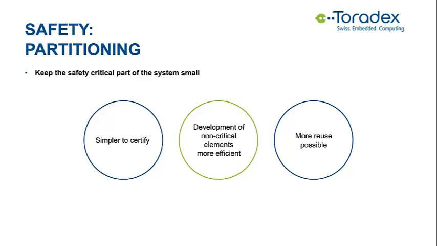A very common way to tackle this problem is partitioning the system to keep the safety critical parts from the non-critical parts apart. If you can do this, it's easier to certify the part which is not safety critical, it's easier to develop, and there is a higher chance you can reuse components you develop.